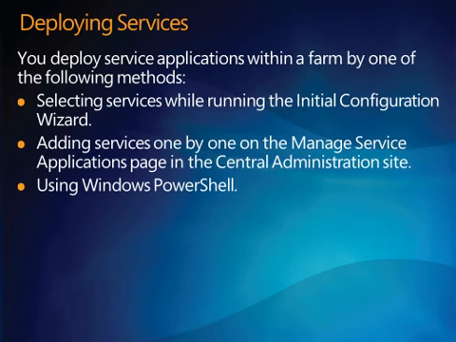You can deploy service applications within the farm by one of the following methods: selecting services while running the initial configuration wizard, adding services one by one on the Manage Service Applications page in the Central Administration site, or by using Windows PowerShell.